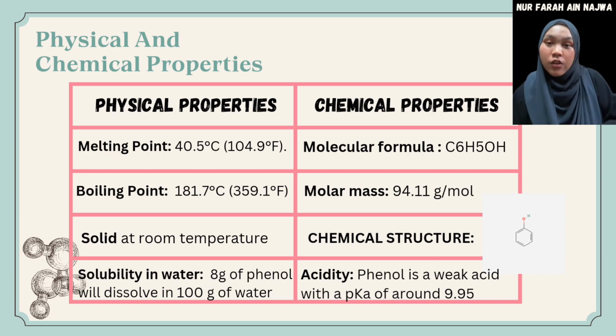Firstly, phenol, also known as carbolic acid, phenolic acid, or benzenol, is an aromatic organic compound with the molecular formula C6H5OH. Secondly, phenol's molar mass is 95.11 grams per mole. Third, the chemical structure. As the picture shows, this structure is a benzene ring with a hydroxyl group attached directly to one of the carbon atoms in the ring. Lastly, phenol is a weak acid with a pKa of around 9.95.